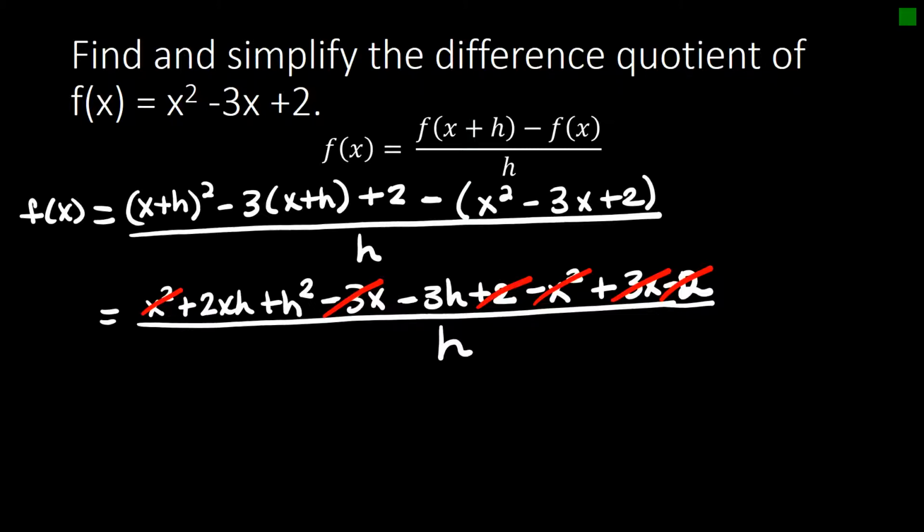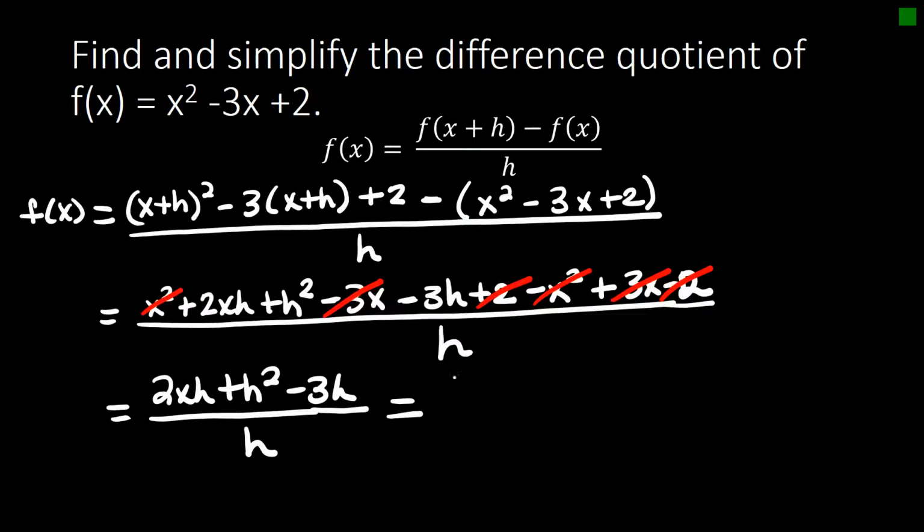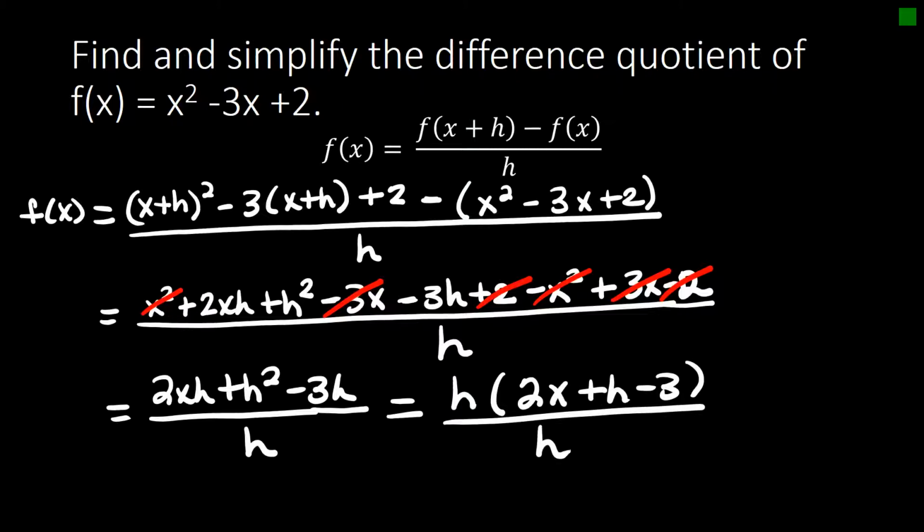And what are we left with? In the numerator, we're left with 2xh plus h squared minus 3h all over h. And we can factor out an h and be left with 2x plus h minus 3 all over h. The h's cancel, and our result is 2x plus h minus 3.